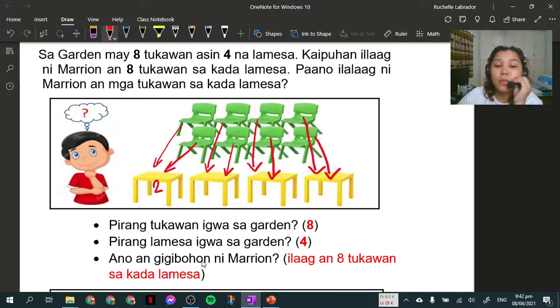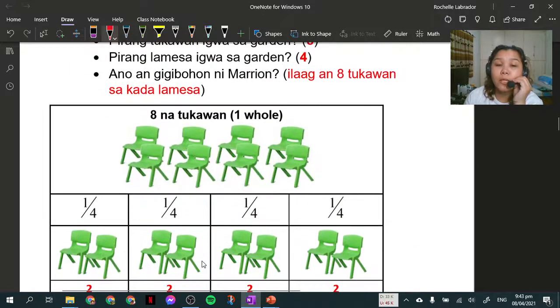2. For the second table, 2 chairs are set. For the third table, another 2 chairs are set. And then for the 4th table, 2 sets are set. So, 8 na tukawan. If you can imagine, one whole siya.